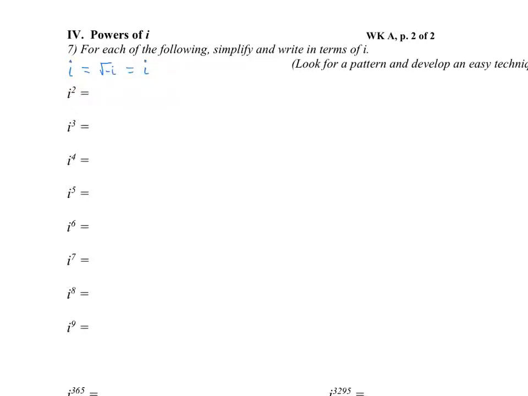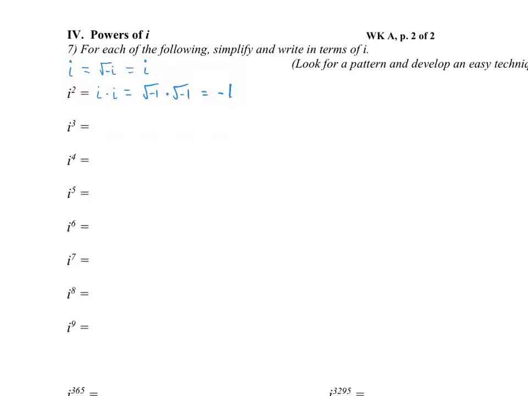Okay, but now we have i squared. Okay, i squared would be i times i, which is the square root of negative 1 times the square root of negative 1. Remember, when we multiply a radical by itself, that radical piece just cancels out. You're left over with the radicand. It's negative 1. So that's an important piece of information there. i squared is actually simplified to a real number, negative 1.